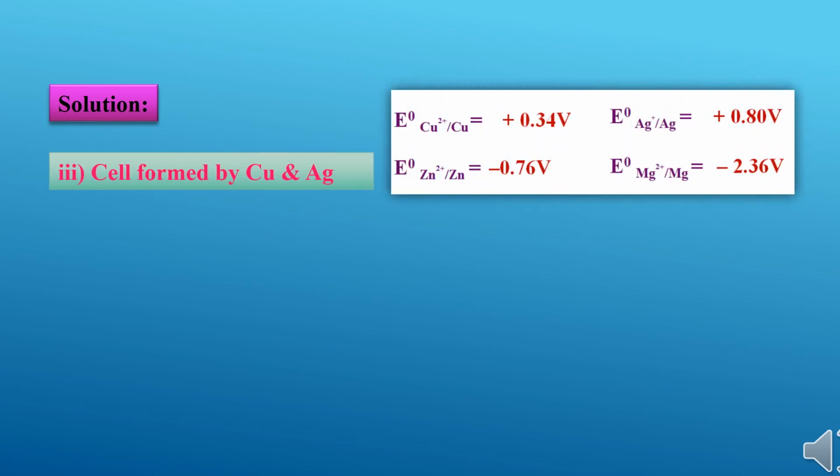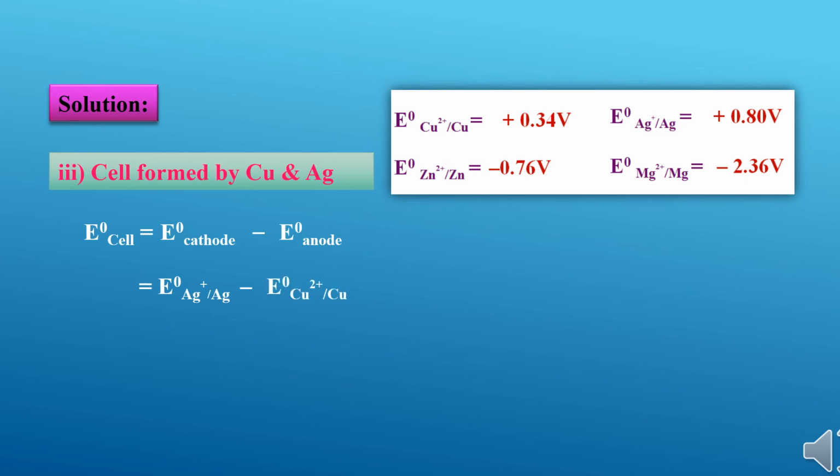Third one is cell formed by copper and Ag. The standard electrode potential values are given. E naught of cell or standard EMF of the cell is equal to E naught of cathode minus E naught of anode. Here which is acting as a cathode and which is acting as an anode? The one which has higher electrode potential acts as a cathode, and the one which has lower reduction potential acts as anode. In this particular case, Ag has higher electrode potential, so it acts as a cathode, and copper has lower reduction potential, so it acts as anode.